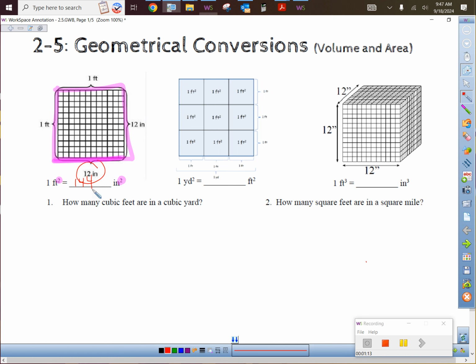So how did I figure that out? I took my basic conversion number of 1 foot equals 12 inches, and I squared it. Why did I square it? Because that's the unit they wanted me to convert it to.